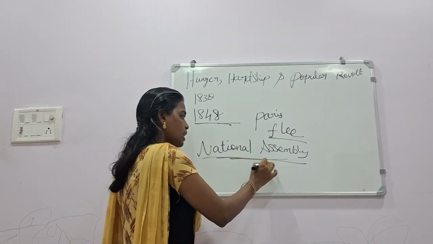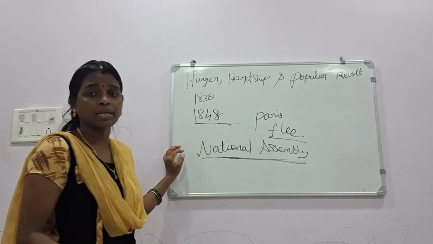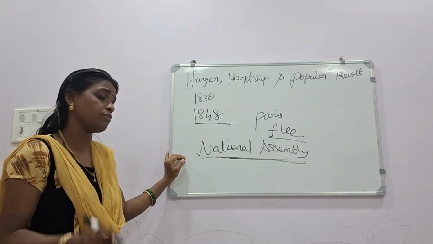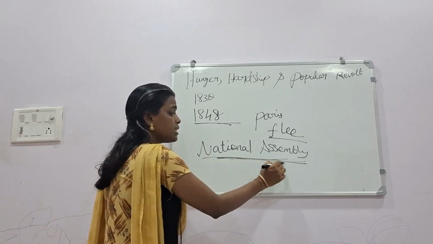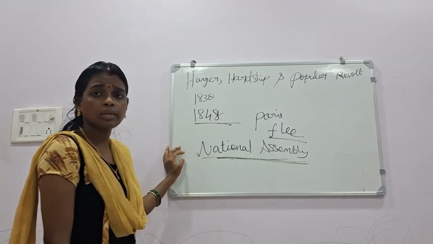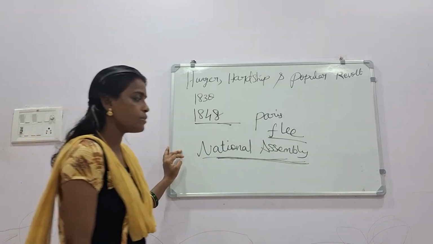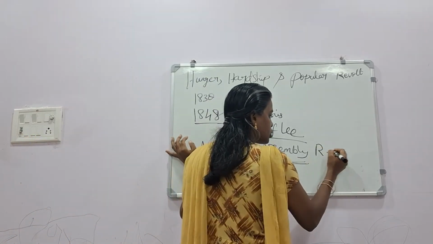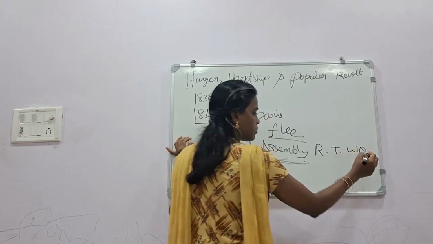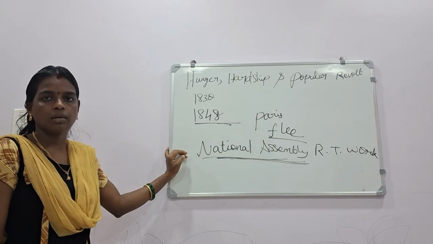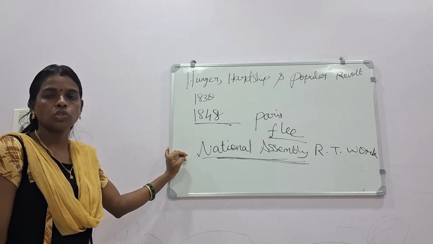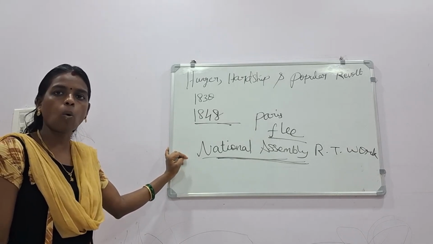Now, the National Assembly granted many rights to the people of European countries. The first one, right to work. The second thing was universal suffrage. Universal suffrage was granted to all the men.